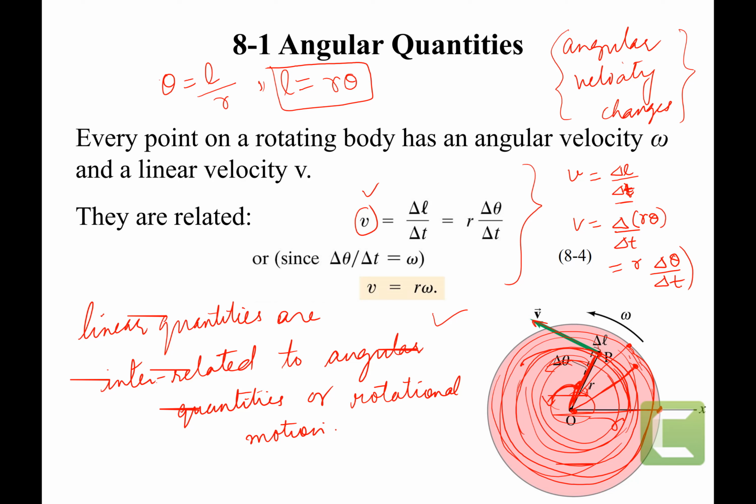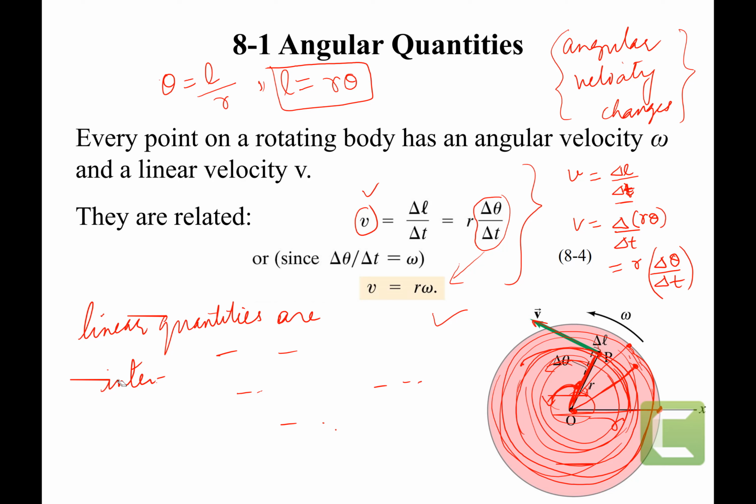Okay, but what is this delta theta over delta t? It is angular displacement over time. That is why this quantity is omega. That is why we are writing it as omega, because before we described this as omega, angular displacement over time. So this is a significant equation where we are relating linear velocity.